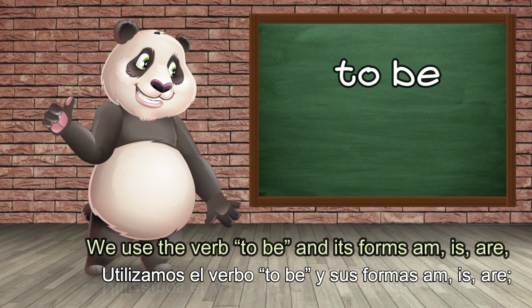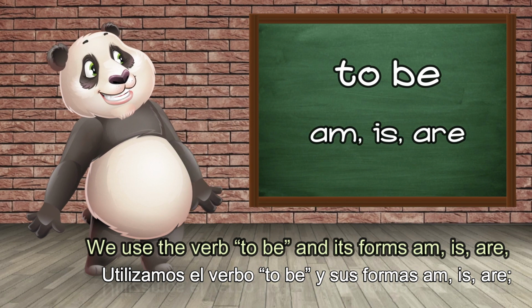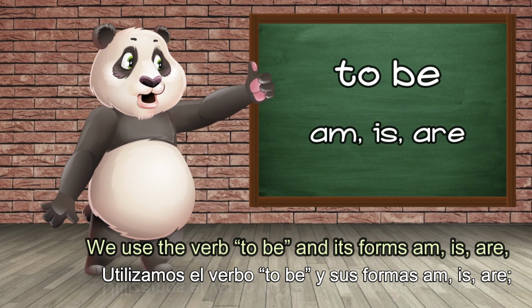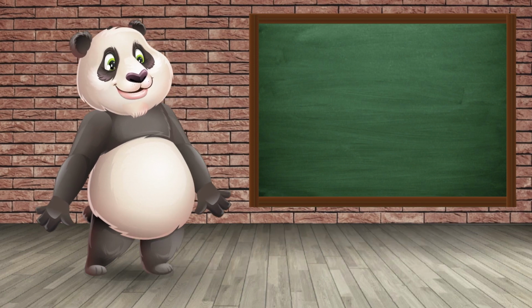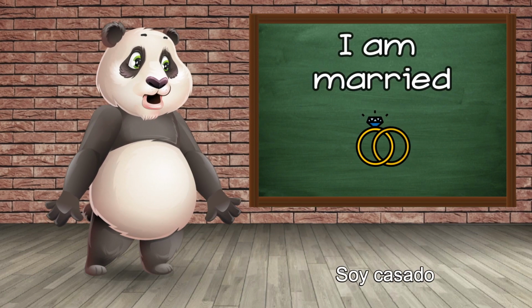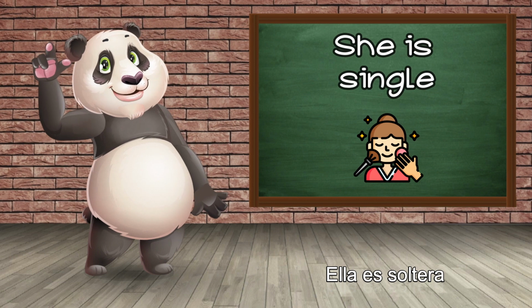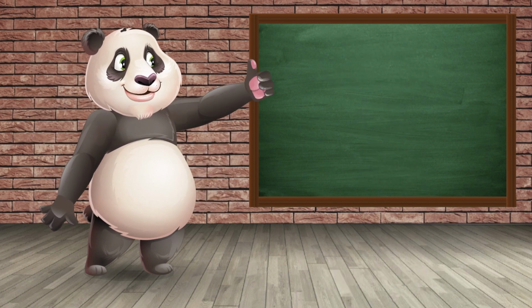We use the verb "to be" and its forms "is" and "are" to refer to the marital status of people. For example, I am married. She is single. He is divorced.